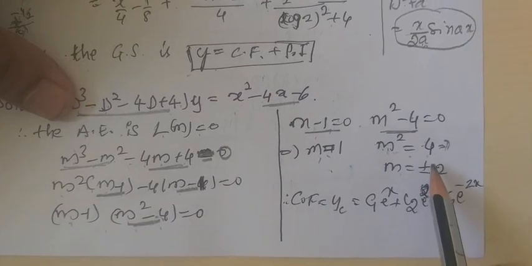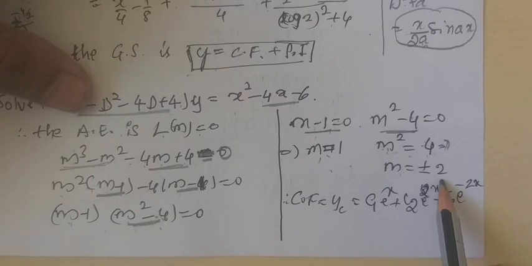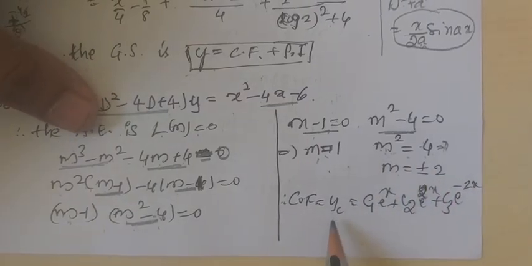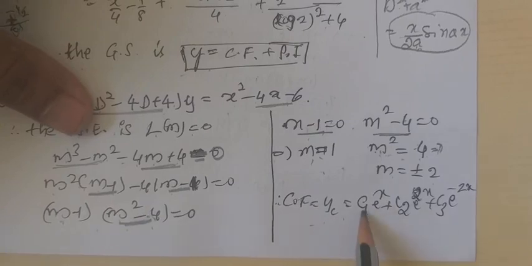Plus or minus root 4 is plus or minus 2. Therefore all the three roots are real and distinct. Therefore the complementary function becomes yc is equal to c1 x plus c2 into e to the power 2x plus c3 into e to the power minus 2x. You can interchange the powers here. You can write them in any order, no issues.